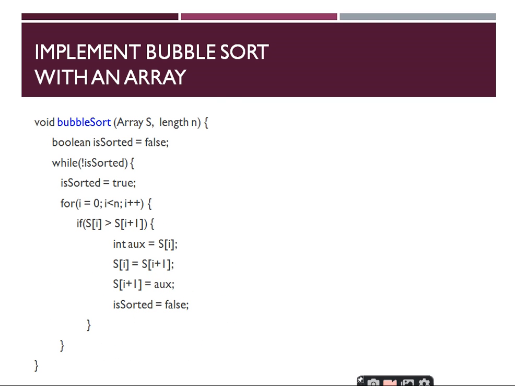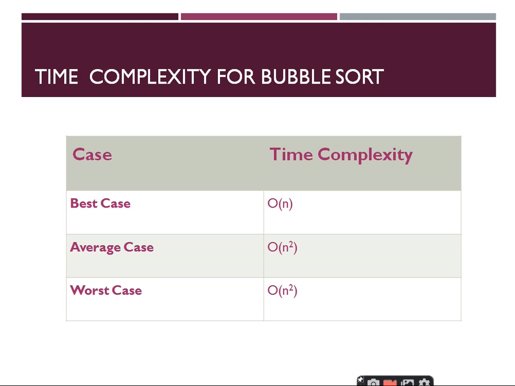Now this is the implementation of bubble sort with an array. Here is the source code, you can see, very simple. Now the time complexity for bubble sort: in the best case, the time complexity is big O of n, where n is the number of elements in the given array.